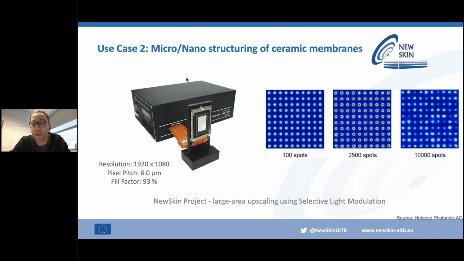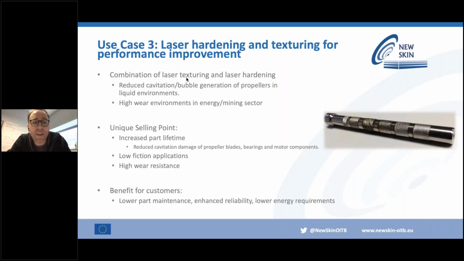This is the added benefit of us being allowed to have defined density of the pore size, but it also gives us the ability to upscale the technology and move to high area processing at high speeds as well. And finally, the last use case we're looking at is laser hardening and surface texturing, for tribological improvement or any friction improvements in parts that are in contact.